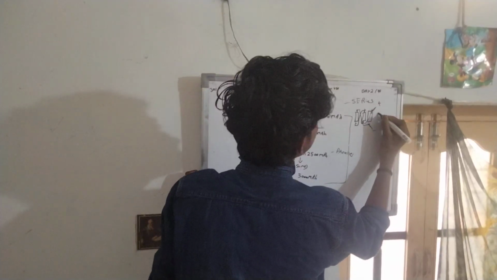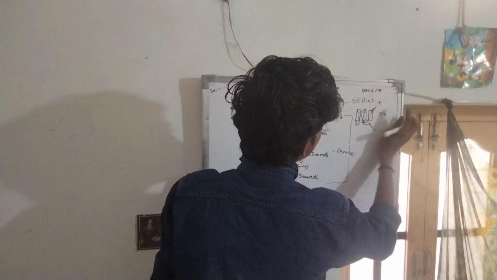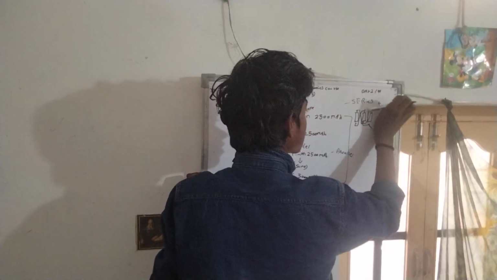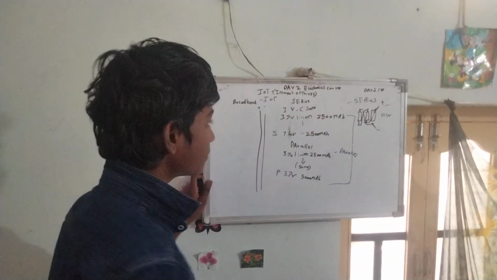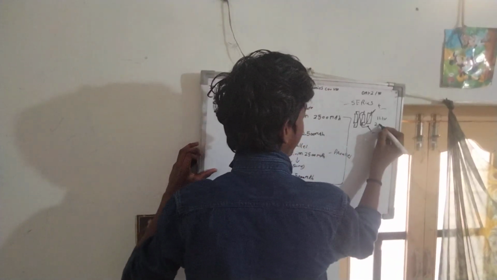It gives around 7.4 volts. So sorry, we have taken 3 batteries, so it will give 11.1 volts. Okay, but the capacity remains 2500 mAh.